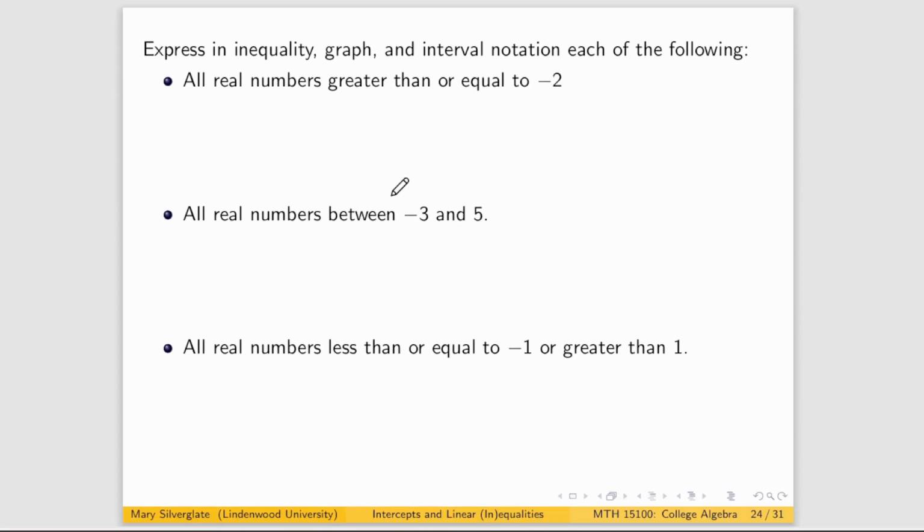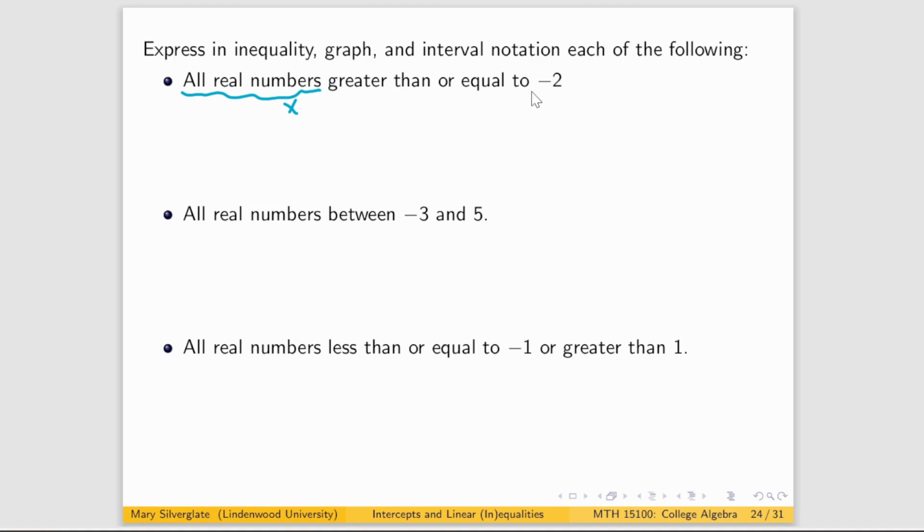So let's translate some of these words into inequalities. And everywhere I see something like all real numbers, think of that as some sort of variable I'm going to represent that with as a placeholder. So if I want to do all real numbers greater than or equal to -2, go ahead and pause this video and try to make the inequality, the graph, and the interval notation for that. Welcome back. Let's go ahead and go through that.